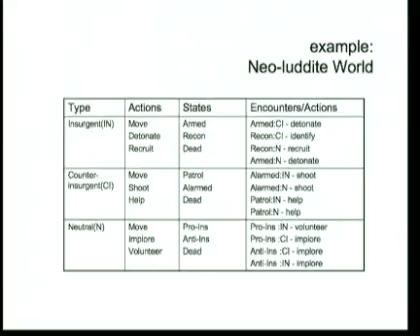So we've identified different types of agents. We've looked at their action space. We've looked at their state space. And we've come up with very simple rules for how they encounter and what actions they might take. Now, associated with these actions will be a change in state based on the action itself. So in this case, actions taken by agents in their encounters change the state of other agents.